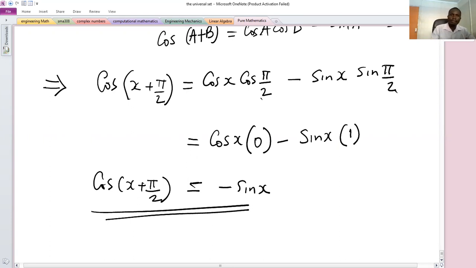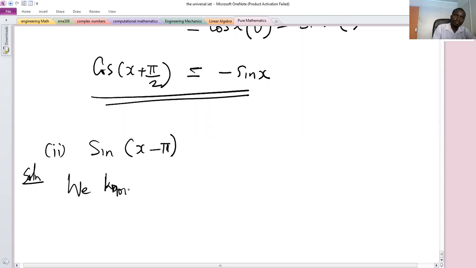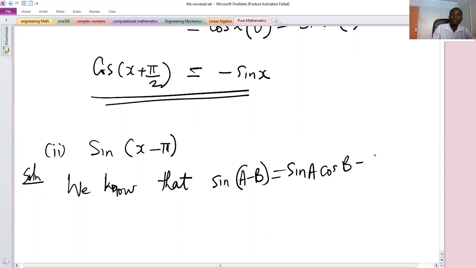And the last problem, part 2, sine of x minus pi. Remember, pi is 180 degrees. So we know that sine a minus b is sine a cos b minus cos a sine b. This by definition.